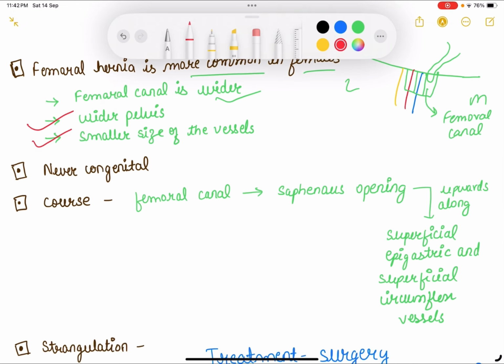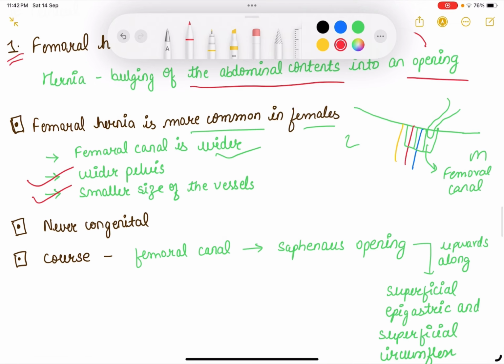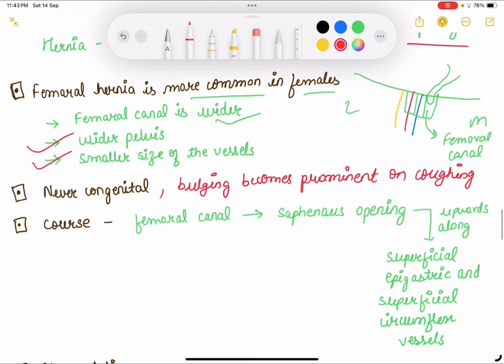Now the femoral hernia is never congenital. And there is one more very important point about the hernia. It is that the bulging becomes prominent on coughing. Now why is it so? Because when you are coughing, all your abdominal muscles are going to contract, right? So therefore, there will be increase in intra-abdominal pressure due to which this bulging is prominent.